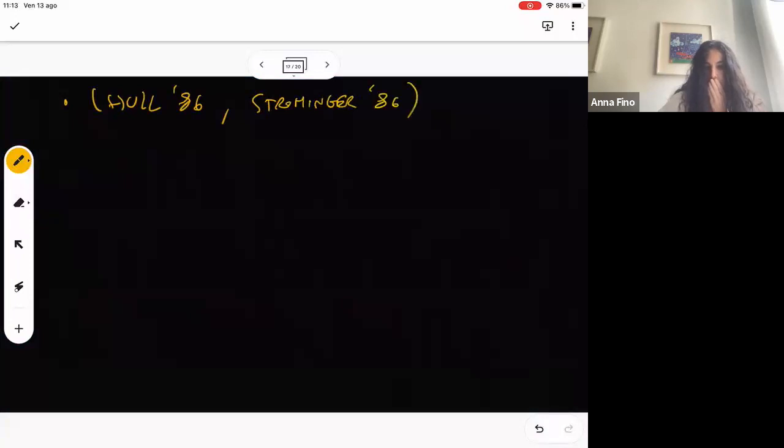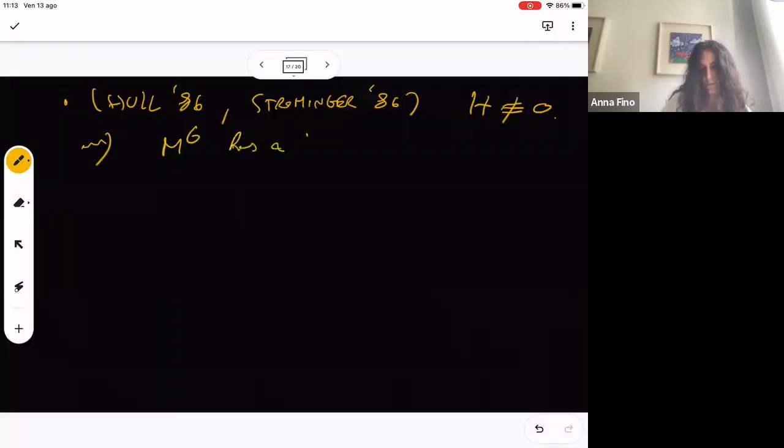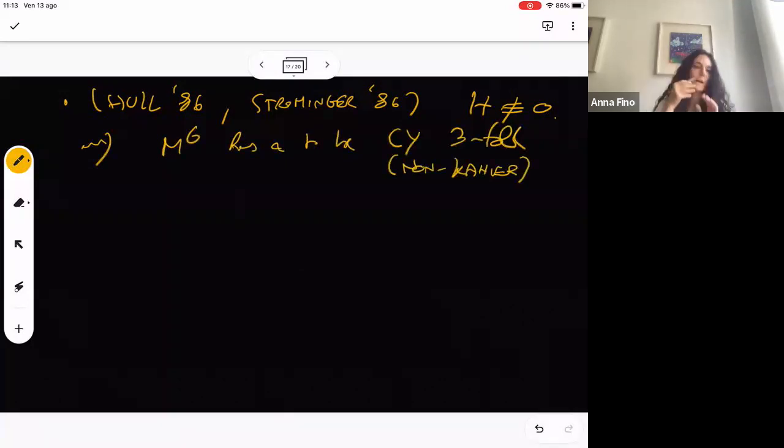They describe what type is the case when H is non-zero, so the compactification with flux. And this implies that M6 has to be again a Calabi-Yau threefold, but non-Kähler, in the sense that I wrote before. So the canonical bundle of M6 is still trivial, but not necessarily Kähler.